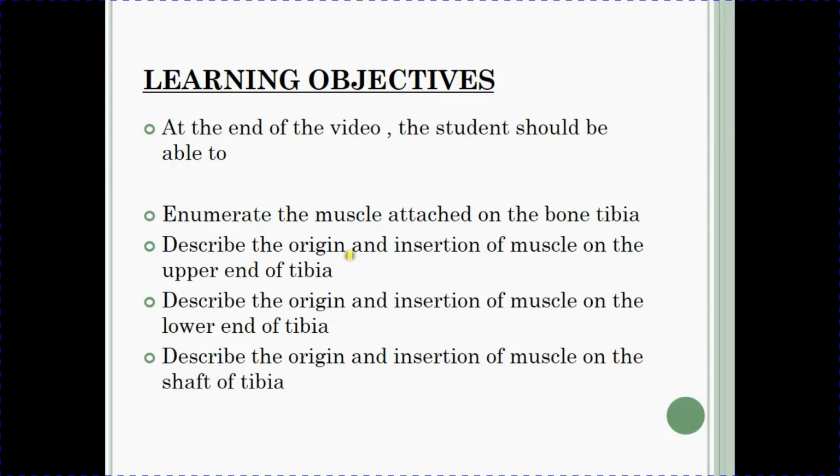Learning objectives. At the end of this video, the student should be able to enumerate the muscles attached on the bone tibia. The student should be able to describe the origin and insertion of muscles on the upper end of tibia. The student should be able to describe the origin and insertion of muscles on the lower end of the tibia, as well as the attachment of muscles on the shaft of tibia.